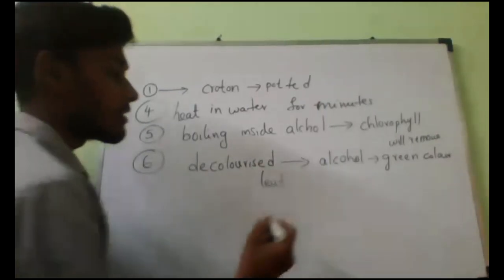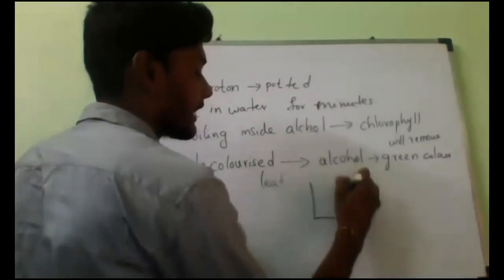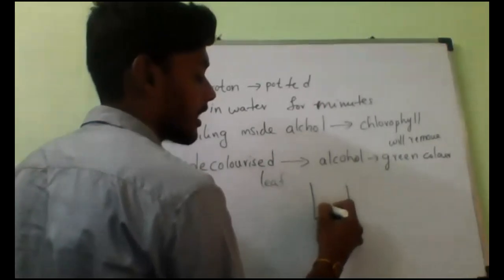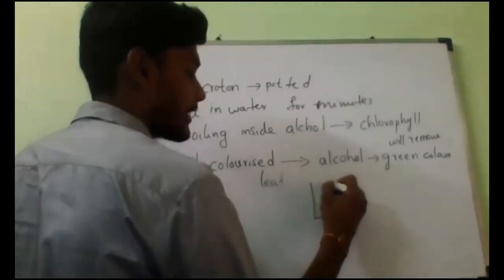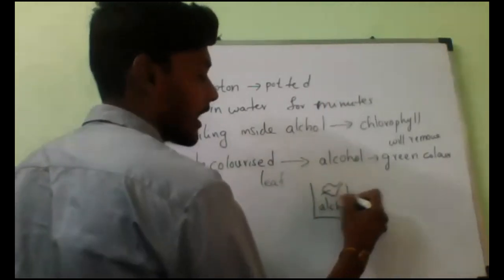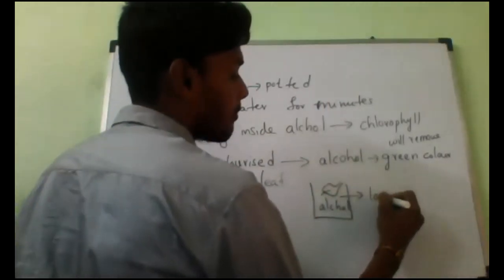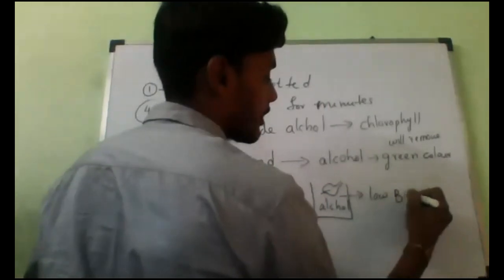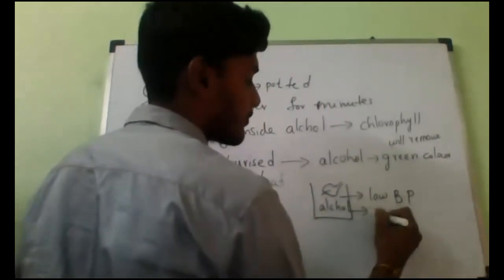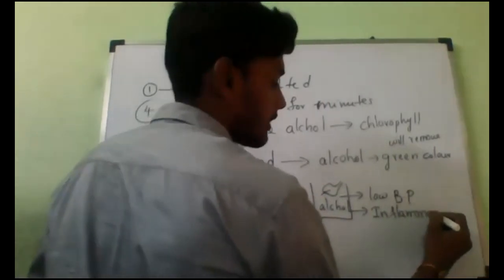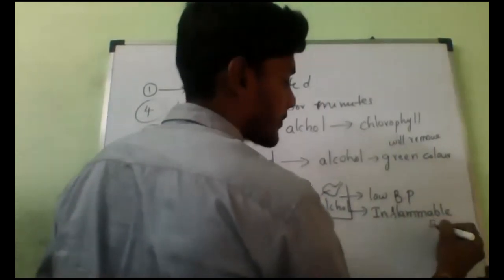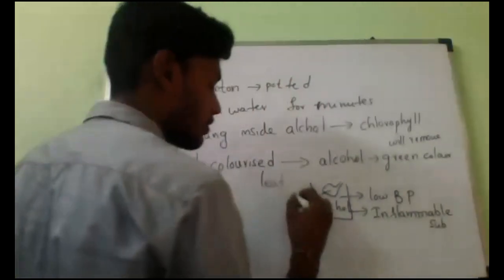But we should not heat the leaf directly by keeping it in alcohol. Why? Last class I taught you the reason. Alcohol has a low boiling point, so it will get easily burnt. It catches fire easily. It is a highly inflammable substance.